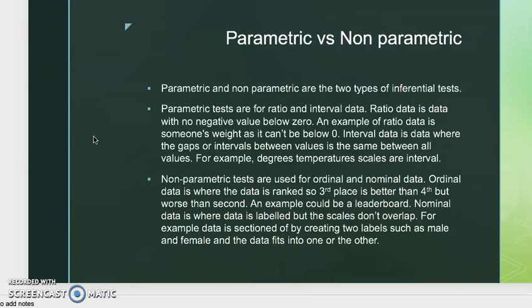Nominal data is where data is labelled but the categories don't overlap. For example, data is sectioned off by creating two labels such as male and female, and the data fits into one or the other.